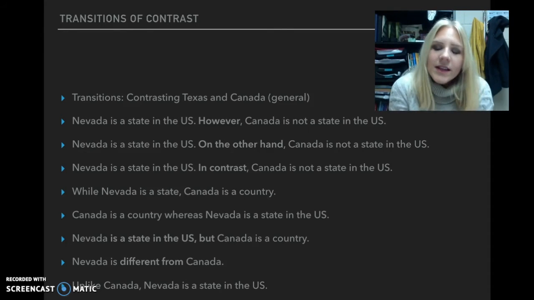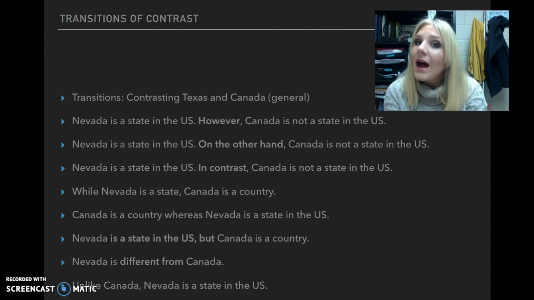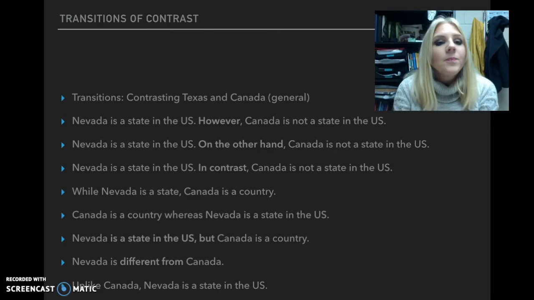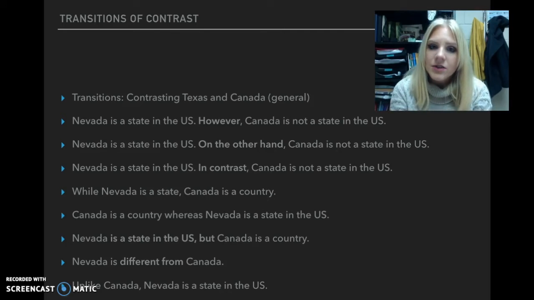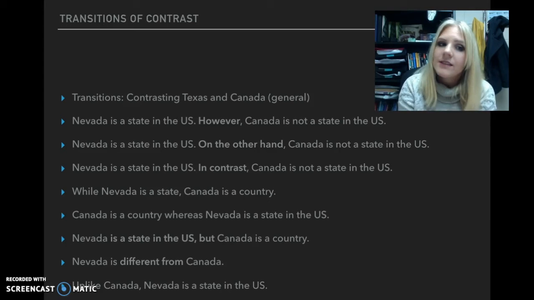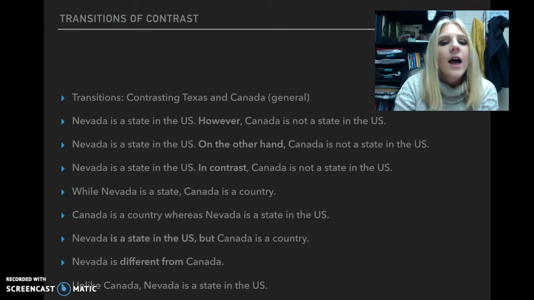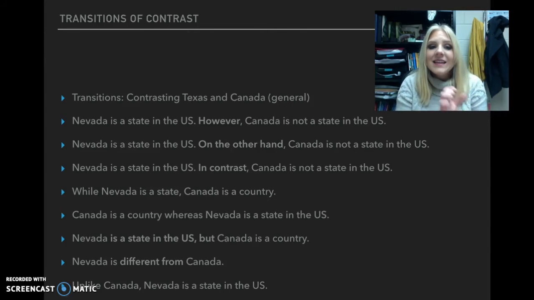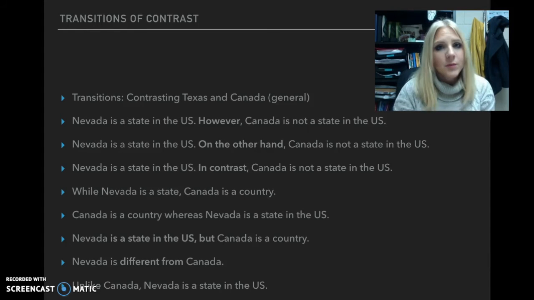Okay, then we've got some complex sentences here, some subordinating conjunctions with while and whereas. So while Nevada is a state, comma, Canada is a country. Canada is a country being our independent clause, and while Nevada is a state is our dependent clause. Now if we flip the two, Canada is a country whereas Nevada is a state in the US, since we have that dependent clause at the end of that sentence, then we don't have to put a comma there.